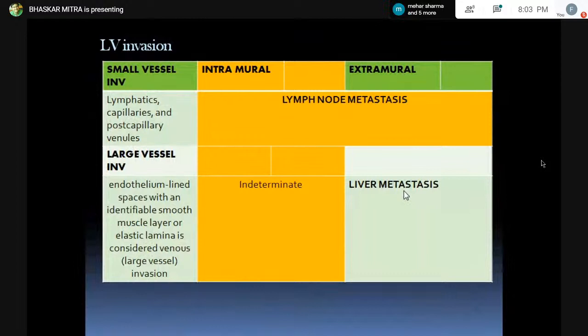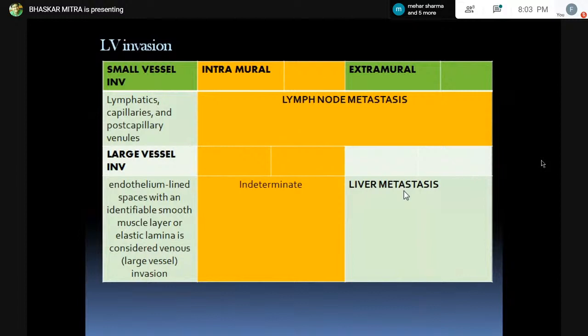The elastic lamina is there. This can be better delineated by using an elastic tissue stain, and use of elastic tissue stain also improves the detection of those angioinvasion cases. Now we have to look whether this vascular invasion is on the intramural part, that is within the muscle layer, or beyond the muscle layer, that is the extramural part.